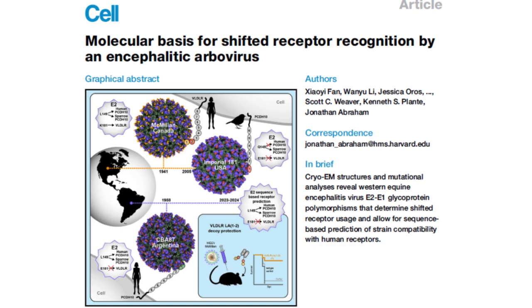What about the VLDLR binding? Interestingly, these South American strains lack the key amino acids like K81 or K190 and K227 that are needed for efficient VLDLR or ApoER2 binding. So they have the PCDH10 key, but not the VLDLR and ApoER2 key. That seems to be the case, and lab experiments confirm this prediction. They bind PCDH10, but not VLDLR and ApoER2.